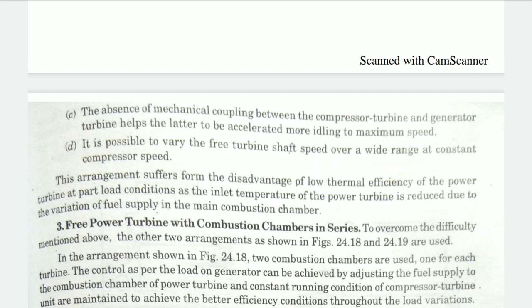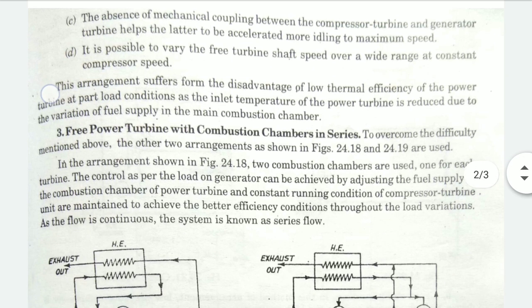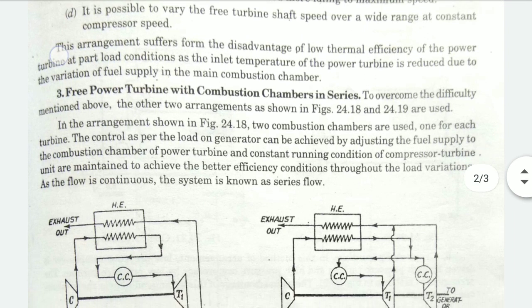There is low thermal efficiency of the power turbine at part load conditions, or the inlet temperature of the turbine is reduced due to variation of fuel supply in the main combustion chamber. Meaning the disadvantages arise because of the part load conditions and the inlet temperature, because the steam is first expanded in the T1 turbine and then it comes to the T2 turbine. That is the disadvantage of low thermal efficiency.